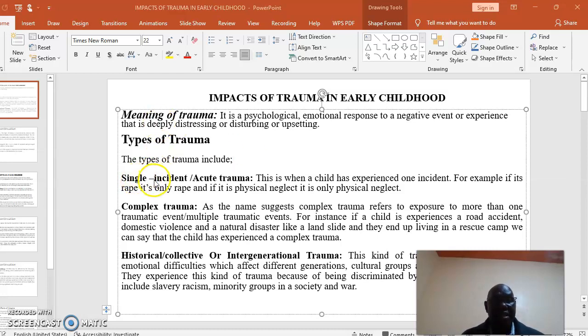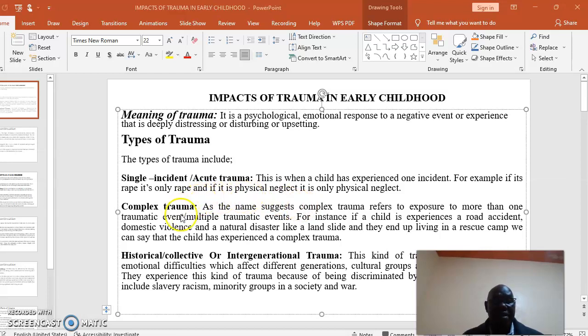1. Single incident acute trauma. This is when a child has experienced one incident. For example, if it is rape, it's only rape, and if it is physical neglect, it's only physical neglect.